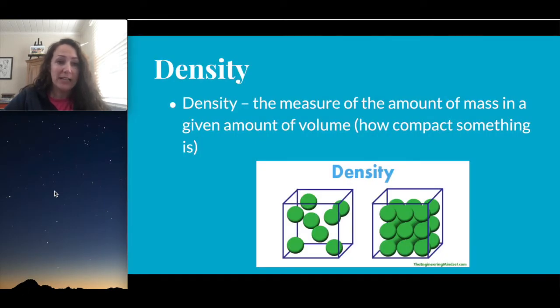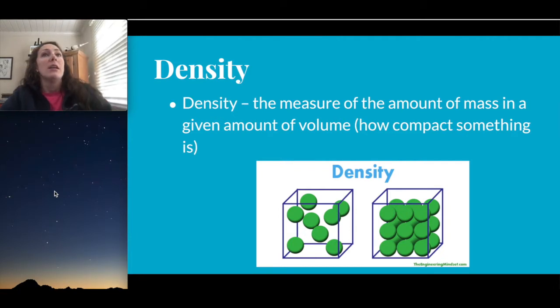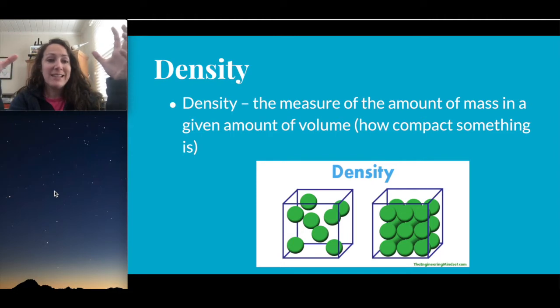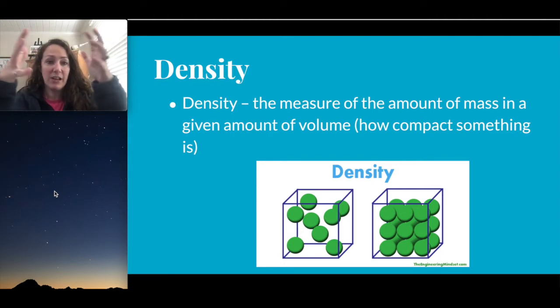Density, we're going to hit way harder next week. So if you liked the math in the first quarter, we're going to do a little bit more math with density next week. But density is the measure of the amount of mass in a given amount of volume. So basically, let's differentiate between mass and density. So mass is how much stuff is in something. Density is how tightly packed that stuff is.